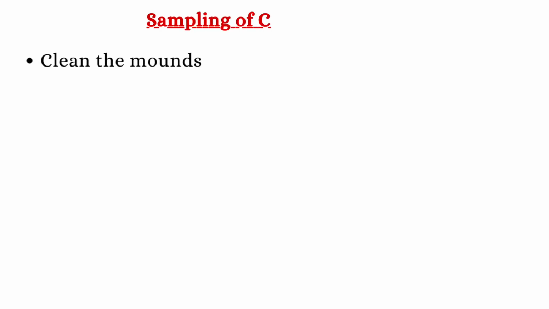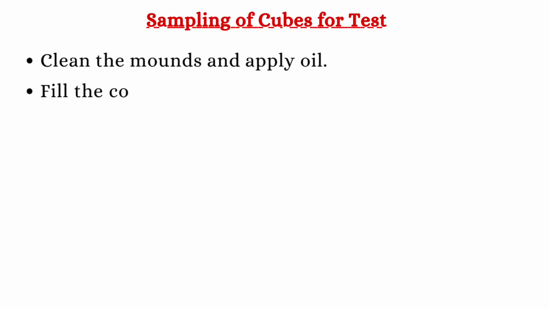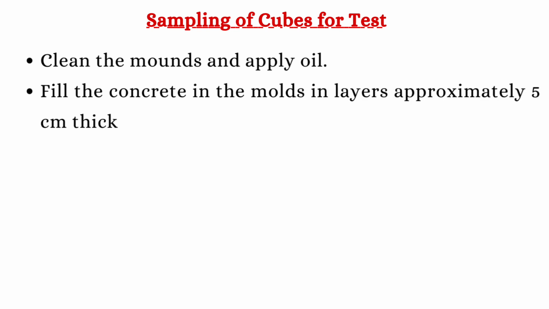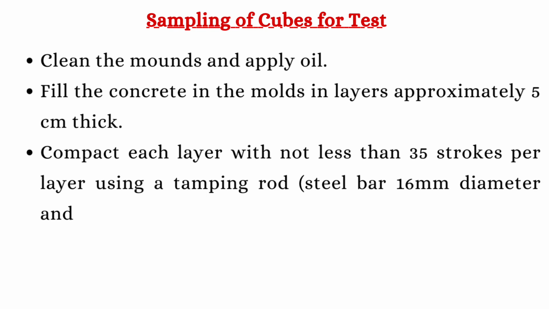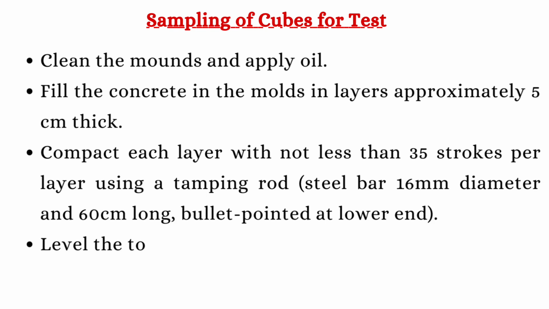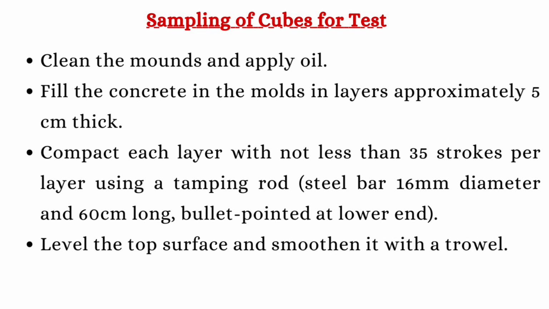Sampling of cube for the test. Clean the molds and apply oil. Fill the concrete in the molds in layers approximately 5 cm thick. Compact each layer with not less than 35 strokes per layer using a tamping rod, which should be a steel bar of 16 mm diameter and 60 cm long, bullet pointed at the lower end. Label the top surface and smoothen it with a trowel.